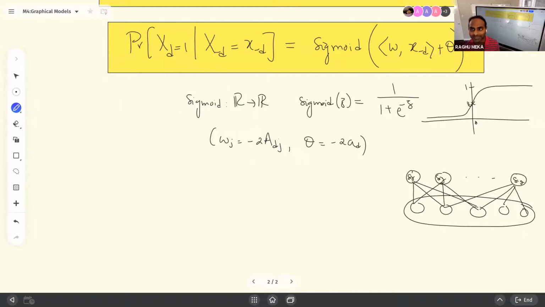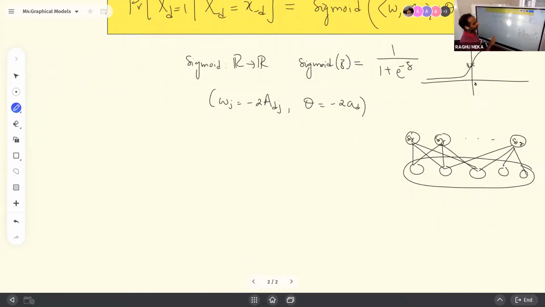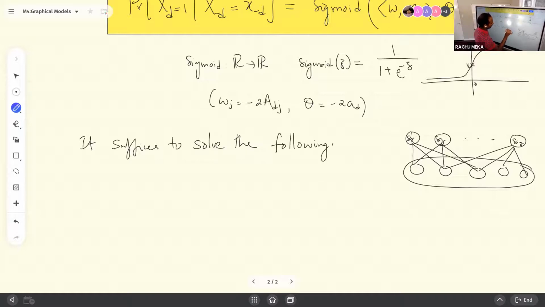All right, does it make sense? Any questions about this? So in some sense, we are reducing the entire problem, not reduce, but at least hoping that solving the following would suffice, and let's try and solve it. So it suffices to solve the following. And what is the following?